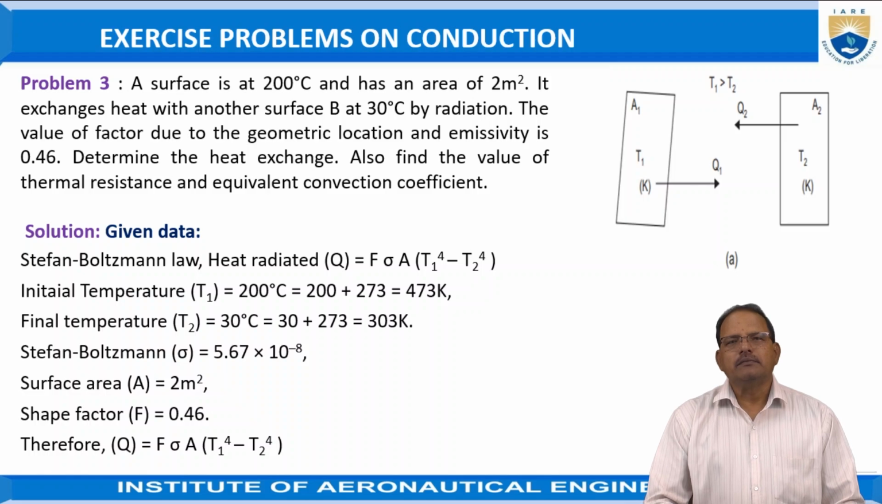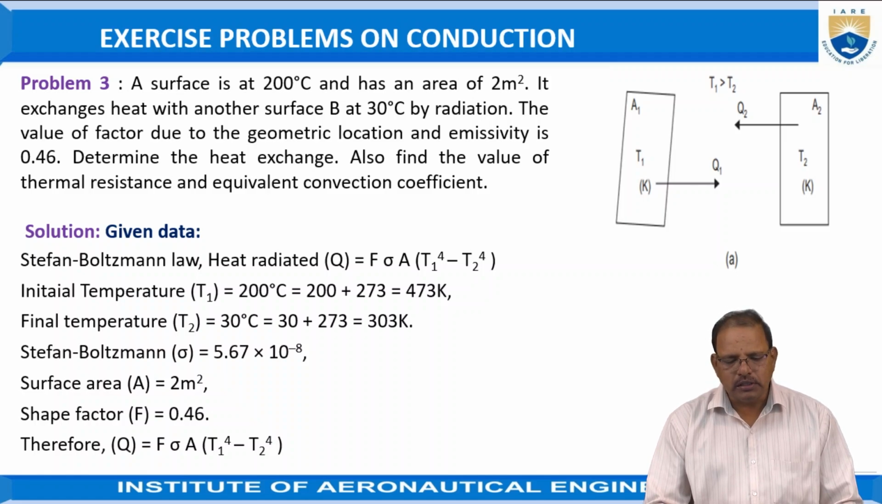Here is problem number 3. A surface A is at 200 degrees centigrade and has an area of 2 meters square. It exchanges heat with another surface B at 30 degrees centigrade by the radiation process. The factor due to the geometric locations and emissivity is 0.46. Determine the heat exchange. Also find the value of thermal resistance and the equivalent convection coefficient.